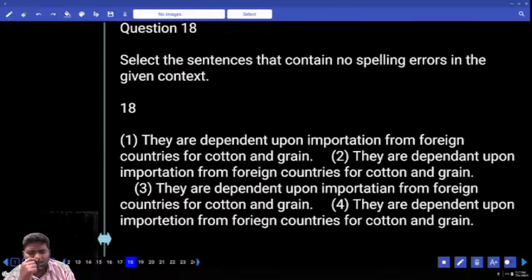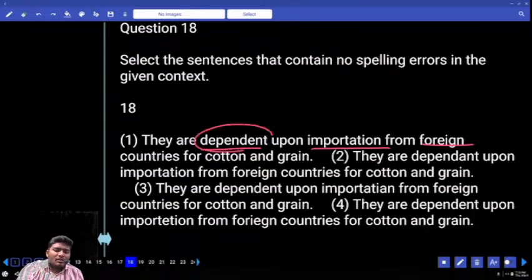How many options shall we eliminate from the beginning? I will underline words. One is independent, another one is importation, another one is foreign. Anything else? That's it, I think. Based on these three words, find out the error. Which one is correct?